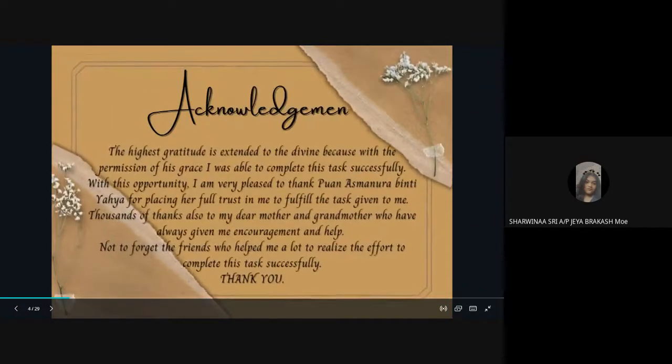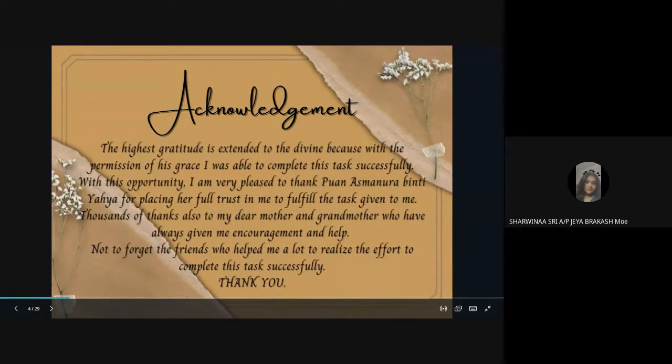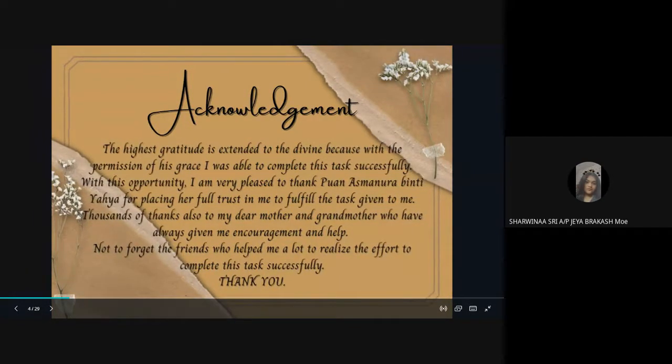So now I'll begin with my acknowledgement. The highest gratitude is extended to the divine because with the permission of his grace, I was able to complete this task successfully. With this opportunity, I'm very pleased to thank Puan Hasmanura binti Yahya for placing her full trust in me to fulfill the task given to me. Thousands of thanks also to my dear mother and grandmother who have always given me encouragement and help. Not to forget the friends who helped me a lot to complete this task successfully. Thank you.